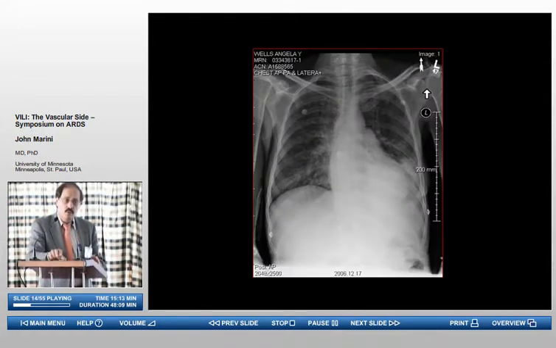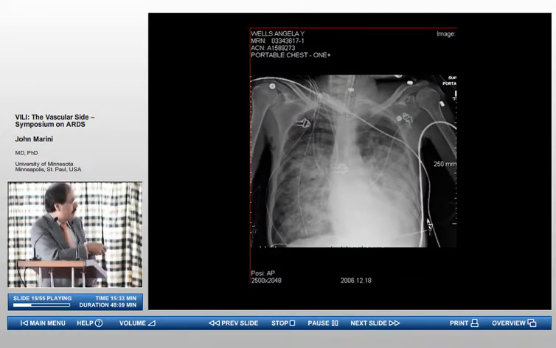Perhaps you would agree with me that we see many patients like this. This patient I treated in 2006 who came in predominantly with a left-sided pneumonia. And we treated her as we always do. She required mechanical ventilation. She was intubated. And the next day, her lungs looked like this.